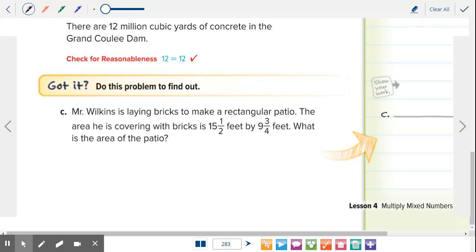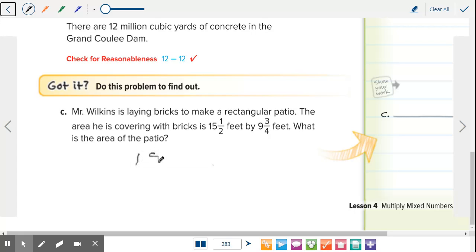All right, here we go. So Mr. Wilkins is laying bricks to make a rectangular patio. The area he is covering with bricks is 15.5 feet by 9 3/4 feet. Anybody know what those two mean? Like those are measurements, but what are we talking about if he's making a rectangular patio? The length and the width, guys. So if you find the area of a rectangle, all you're doing is multiplying length times width. So all you're doing is multiplying these two numbers here.